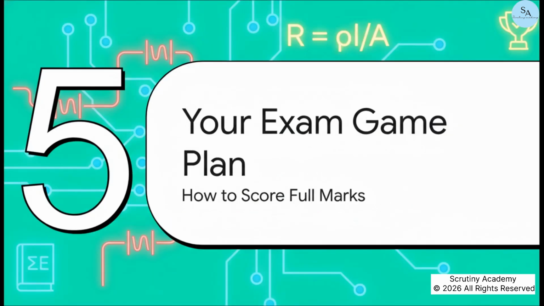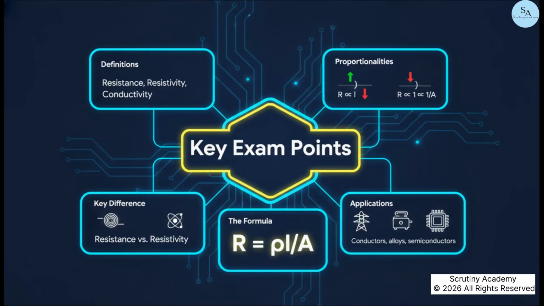All right, let's switch gears and focus on what this means for you. How do you take all this knowledge and turn it into full marks on your exam? I've got a simple game plan for you. First things first, you have to nail the definitions. Know what resistance, resistivity, and conductivity mean inside and out. Second, know the proportionalities by heart. Third, memorize that formula: R equals rho L over A. Fourth, and this is a big one, be ready to clearly explain the difference between resistance and resistivity. And finally, remember those key applications we just talked about.